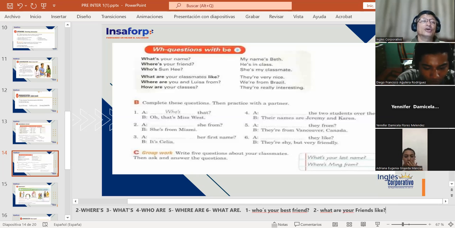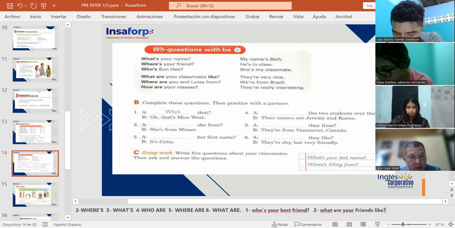These are examples. You can write your own questions, okay? You can use what, where, whose, what are, where are, how are, who are, etc. Write it in your notebook, please. I'm gonna give you 2 minutes. Do you understand the activity? Yes. Okay, thank you, Diego. Does everybody understand the activity? Write 2 questions.